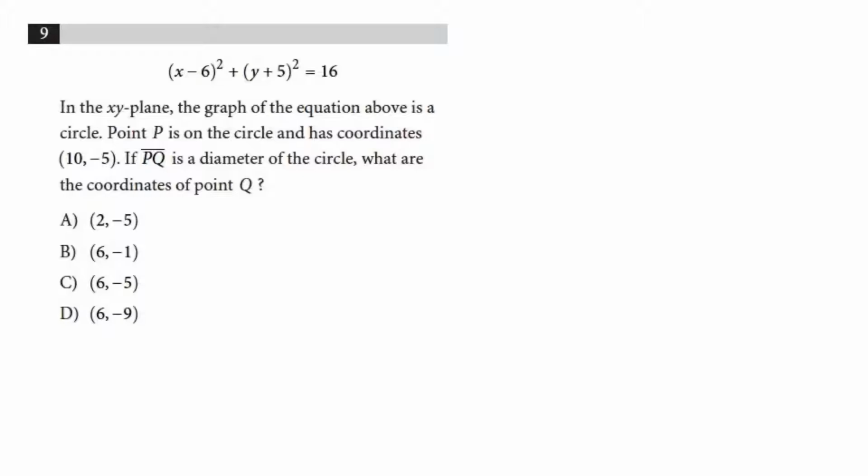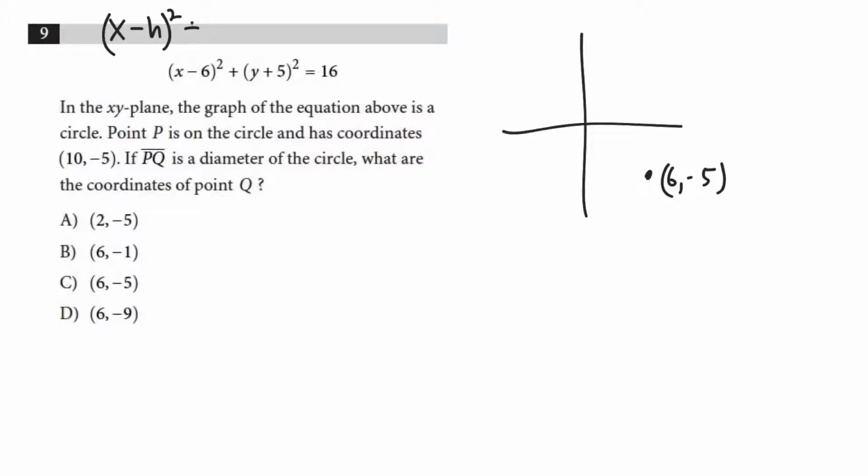Okay, well, let's think about this. We know that the circle has a center at 6, negative 5. So let's say right there, 6, negative 5. Because the equation for a circle, you should definitely know this. It's going to come up on the test. Y minus k squared equals r squared.